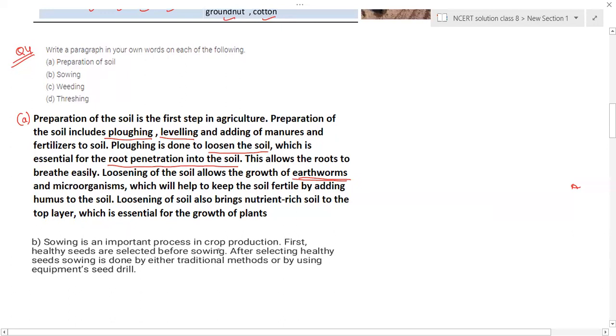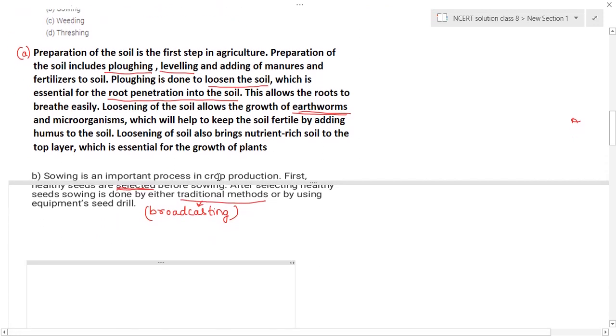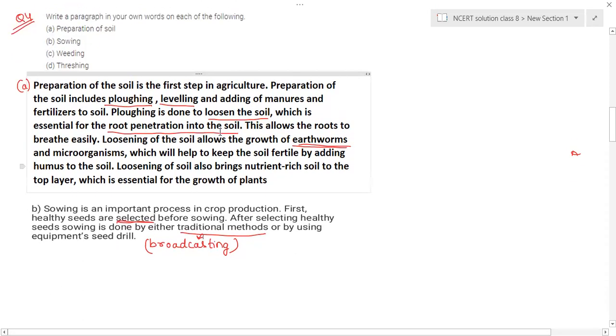Sowing is an important process in crop production. You have to select healthy seeds first. Healthy seeds are selected, and then there are two methods: broadcasting, which is the traditional method, and seed drill is the modern method, right? They have their advantages, and if asked to elaborate, you can do that.